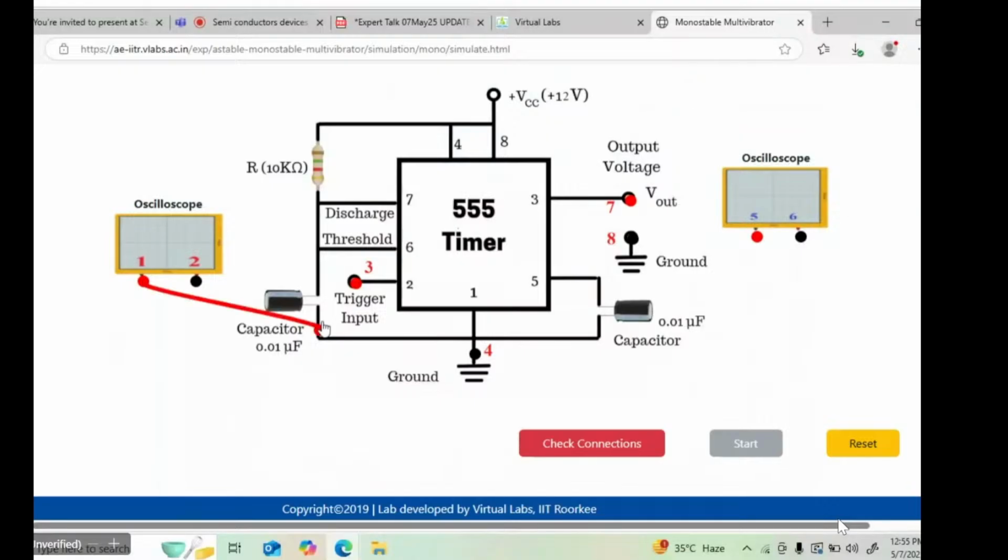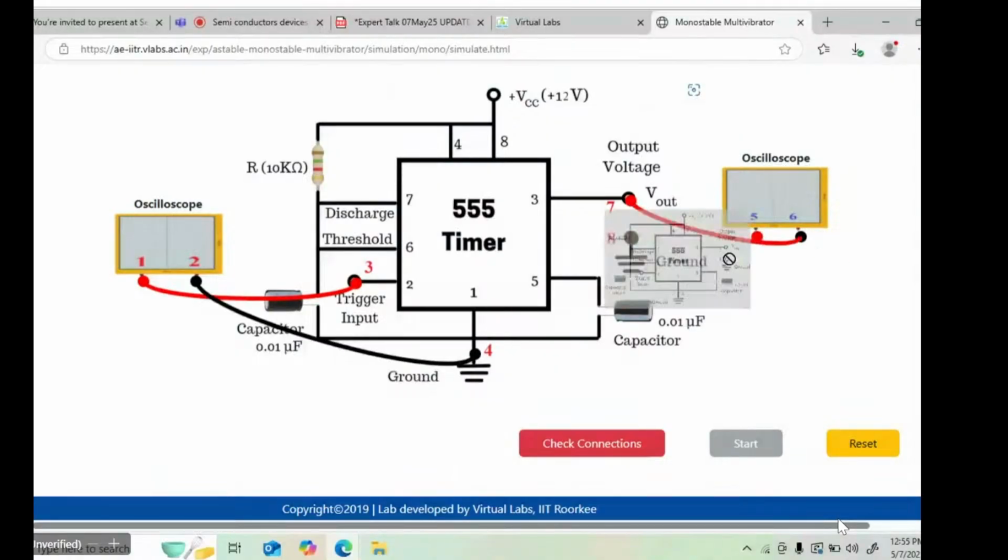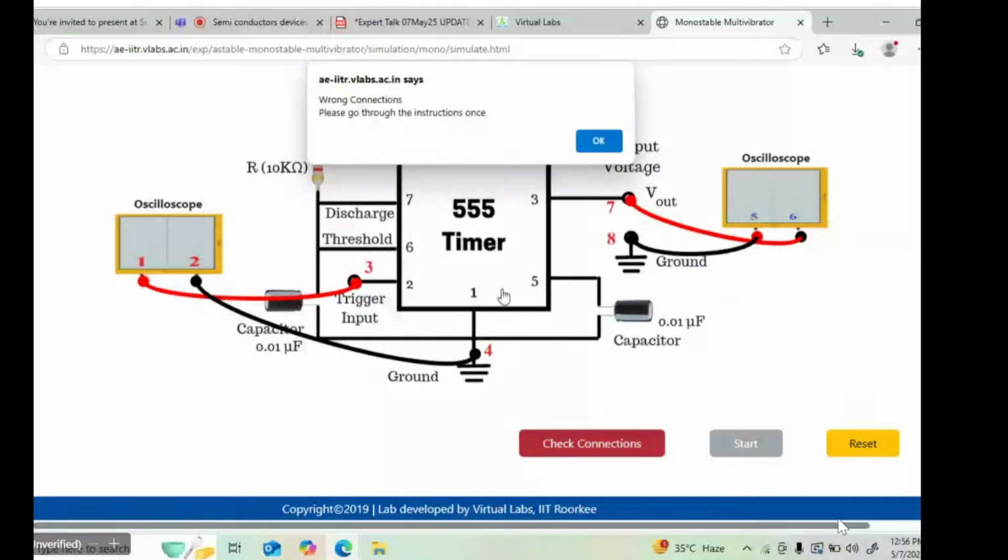For example, I am connecting 1 to 3, 2 to 4, 7 to 6 and 8 to 5. Now let's check the connection. You can check this connection. Please go through the instruction once. They are showing one pop-up message.